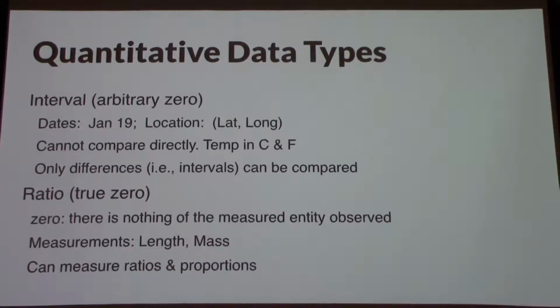In ratio data, where you have a true 0, there is nothing of the measured entity observed. So if I have a length of size 0, then there is simply nothing there. If something is 1 meter long, I can clearly say that something that is 2 meters long is twice as long. So I can compare ratios and proportions in this case.